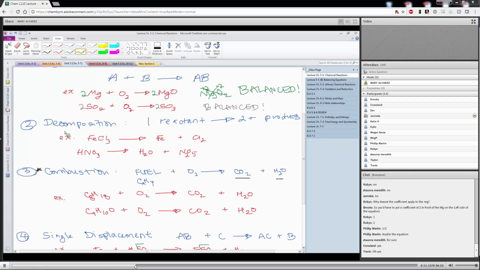Okay, so next here I have FeCl3 going to form Fe and Cl2. And both Fe and Cl2 are by themselves, so it doesn't really matter which one we choose to do. So I'll just kind of go from left to right. I've got 1 iron on the left, I've got 1 iron on the right, looks good. I've got 3 chlorines on the left and only 2 on the right. Uh-oh, what do I need to do here?